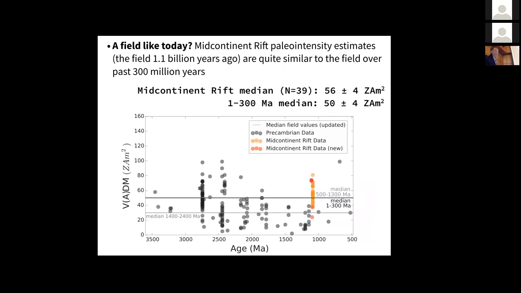One of what we think is a takeaway here from the current status of estimates from the Midcontinent Rift, here again looking at age going from 3500 to 500 Ma, with the Midcontinent Rift data being highlighted in colors here, is that if we take the median of these estimates, we're getting about 56 plus or minus 4 zettaampere meters squared. If you take the median as reported in Biggin et al. 2015 for this 1 to 300 Ma, you're getting around 50 plus or minus 4. So regardless of how we're interpreting changes through this record, we overall are getting a picture from a pretty well sampled part of the record a little over 1 billion years ago, that overall the field was similar to what it's been in more recent times.